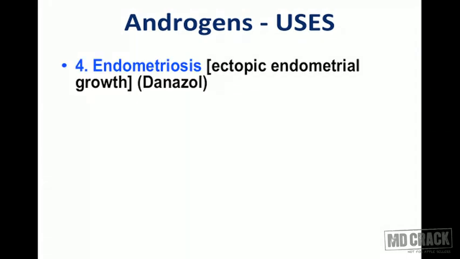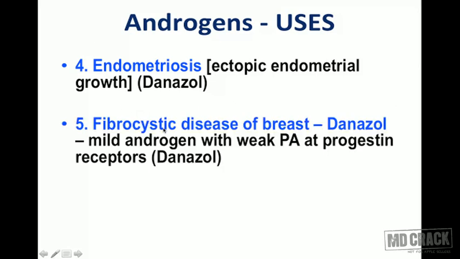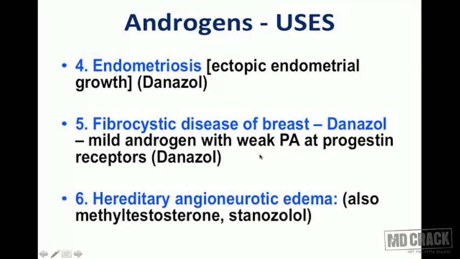The next use of androgens sometimes could be in endometriosis, and especially if there is ectopic endometrial growth. The drug which is used for this is called Danazol. The next indication or use is fibrocystic disease of breast. Again, Danazol is useful. Danazol is a mild androgen with weak partial agonist activity at progestin receptors. And Danazol is sometimes called an impeded androgen because androgenic activity is weak, and it also has weak partial agonistic activity at the progestin receptor.